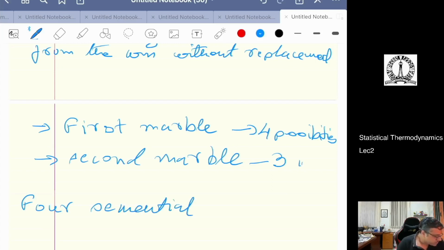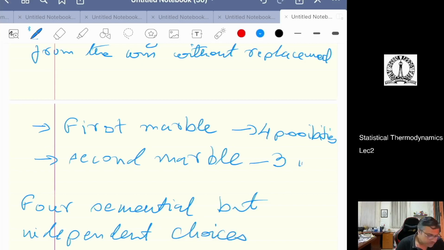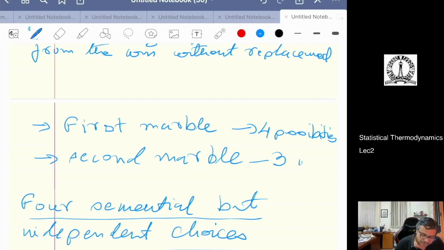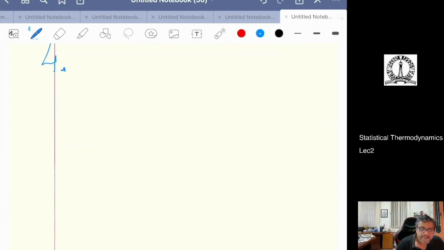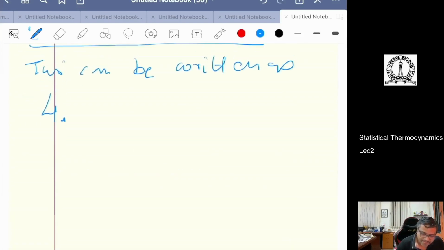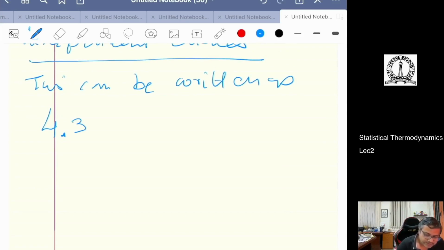sequential but independent choices. 4 sequential but independent choices, right? But they are sequential in nature. So this can be written as 4. The first one can be drawn in 4 ways. The next one is 3. Third one is 2, and then 1, which gives rise to 24.